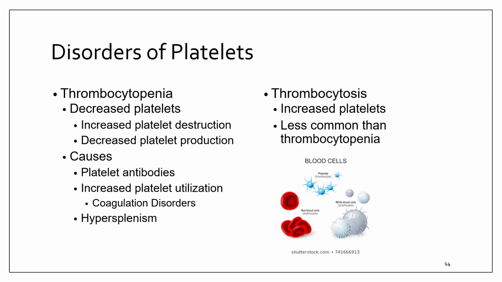Platelet counts drop because of one or more of the following: increased platelet destruction, so platelets are being made, they just don't survive long. Common mechanisms include platelet antibodies, so immune-mediated destruction. The spleen flags them as abnormal and removes them. This is essentially the platelet version of autoimmune hemolytic anemia.